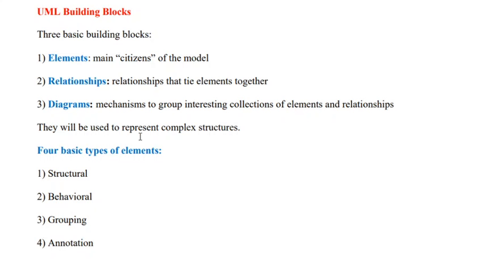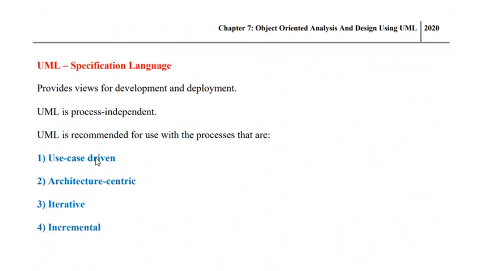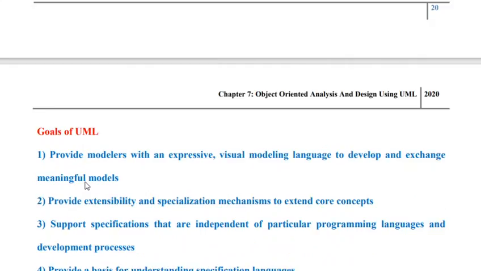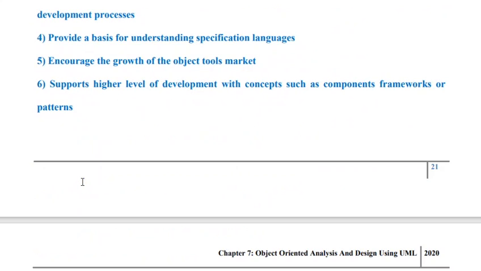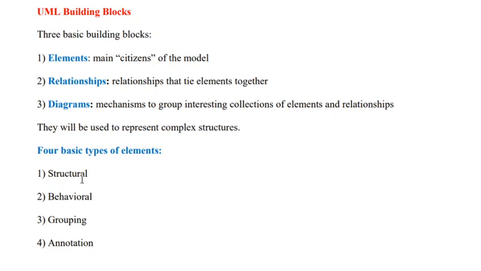So till now, what have we learned? We have learned that UML is a specification language that provides views for both development as well as deployment. It's process independent, and it's recommended for systems that are use case driven, architecture centric, iterative, and incremental. Then we identified the goals of UML, and then we discussed UML building blocks, and we came to know that there are three basic building blocks of UML.